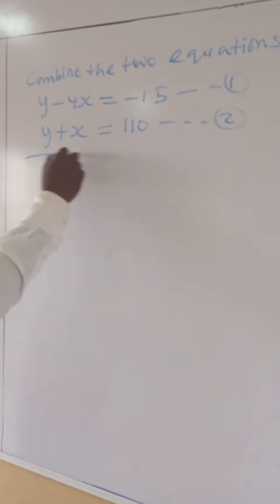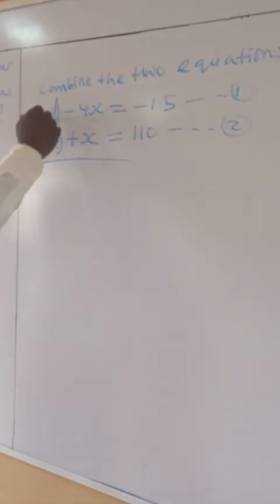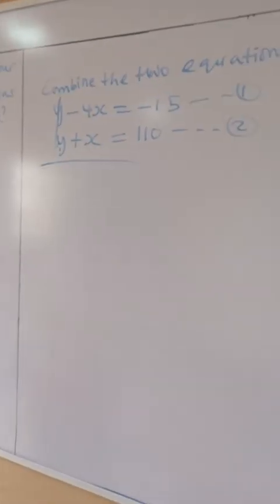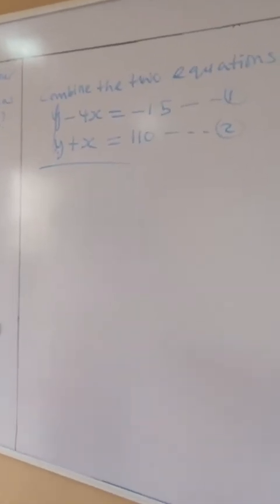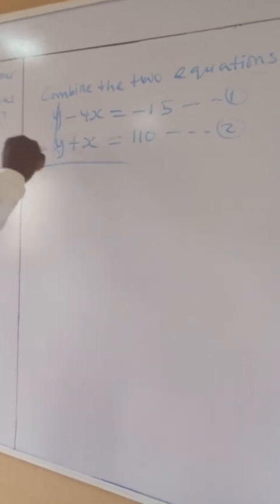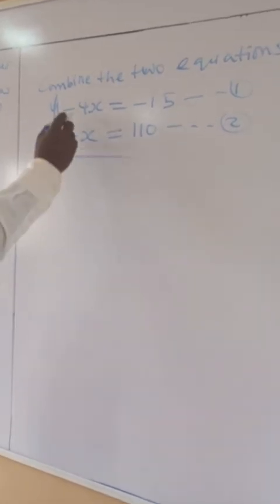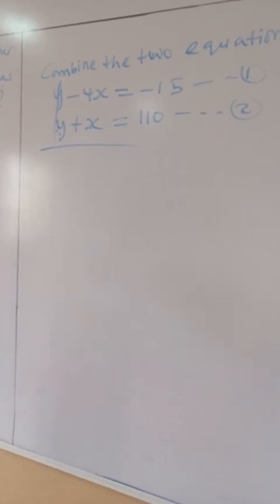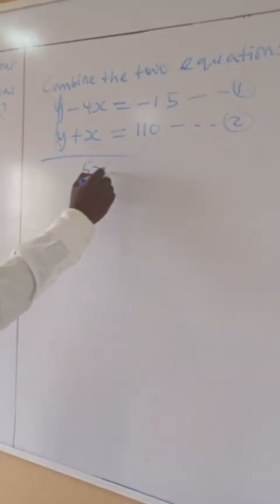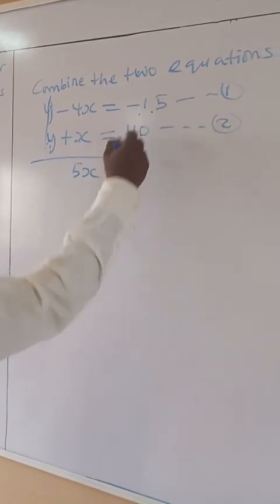Now from here, I have y having the same coefficient of 1. Then I can eliminate y. Eliminating here means I'm going to subtract the equations, because I have the same sign here, positive, positive. That means I will subtract the equations from each other. Now subtracting, I subtract minus 4x from x. That will be x minus minus 4x, which changes to x plus 4x. That is 5x. Now subtract minus 15 from 110.